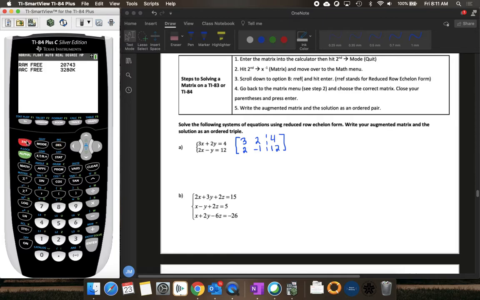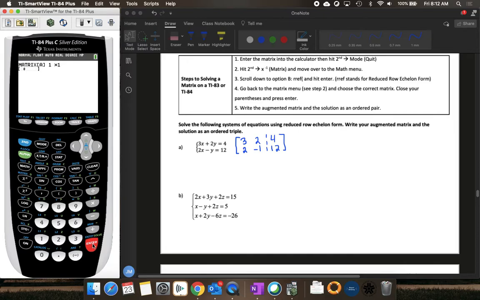So if I hit second mode, once again to quit out of that screen, and then second x to the -1 to go back into the matrix screen, I should now no longer have matrices in there. So now we need to put some in. So let's go over to edit, and let's choose a matrix to type it in as. Let's just choose matrix A.